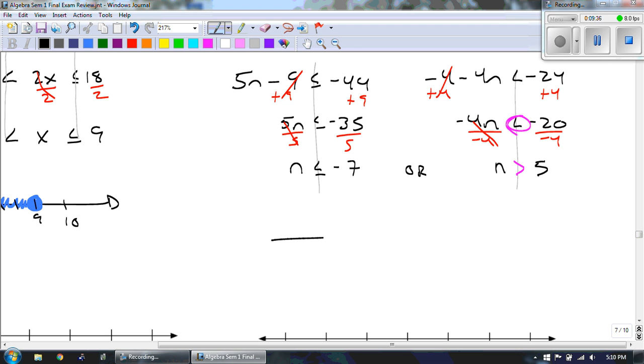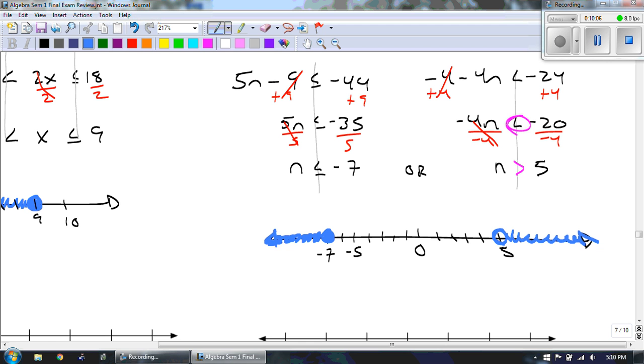Okay, so on my number line, I've got 0 right here. 1, 2, 3, 4. There's 5. And then 1, 2, 3, 4, 5, 6. There's 7. Okay. So at -7, I am closed and I want to shade everything to the left. And at 5, I'm open and I'm shading everything to the right.